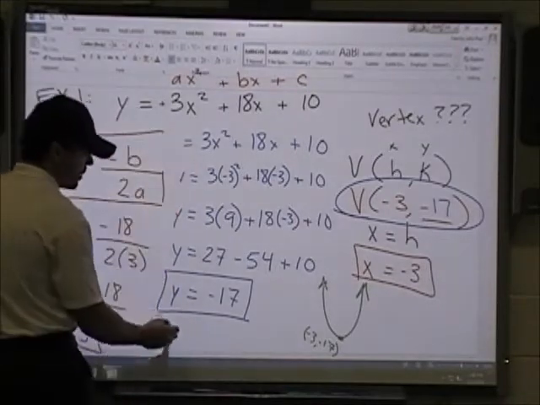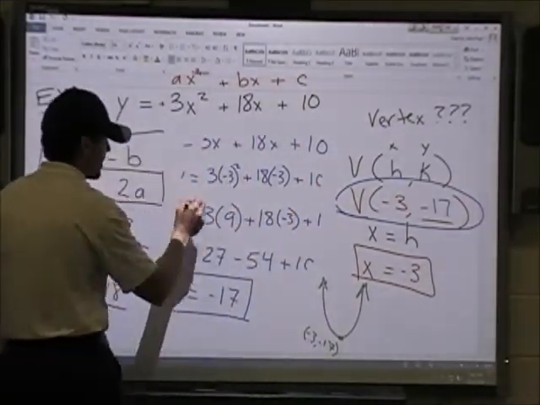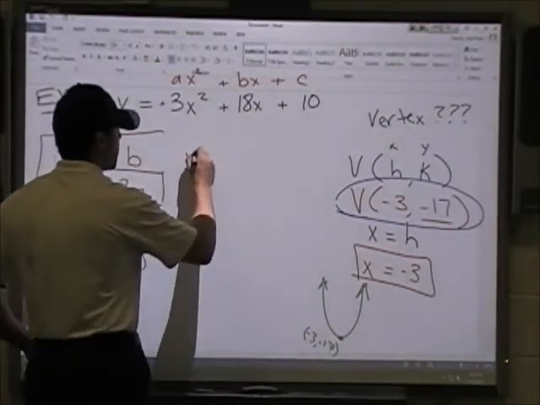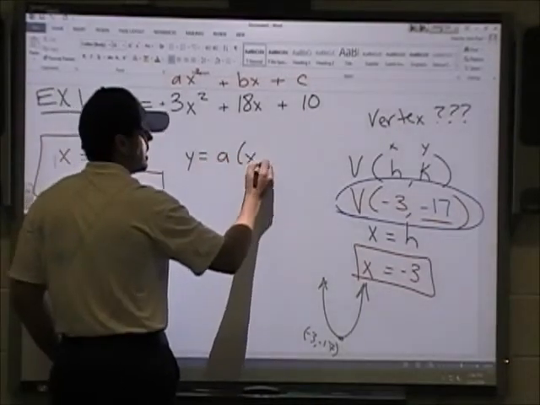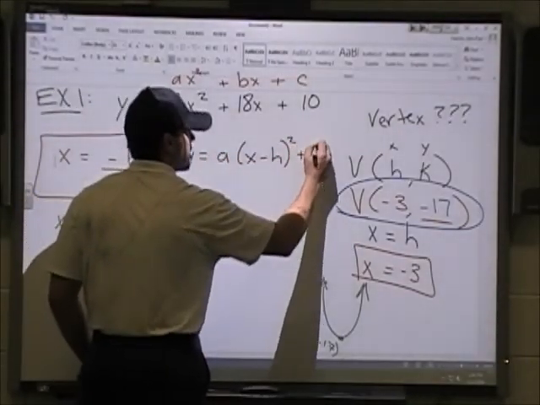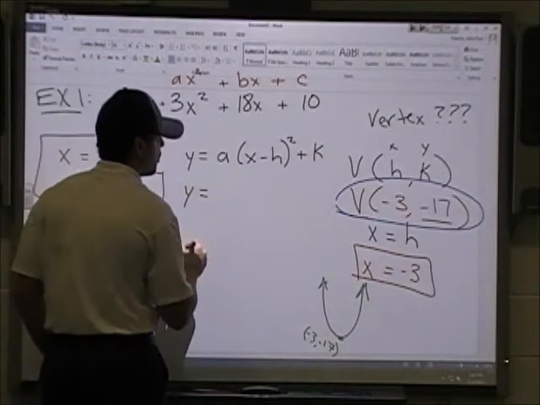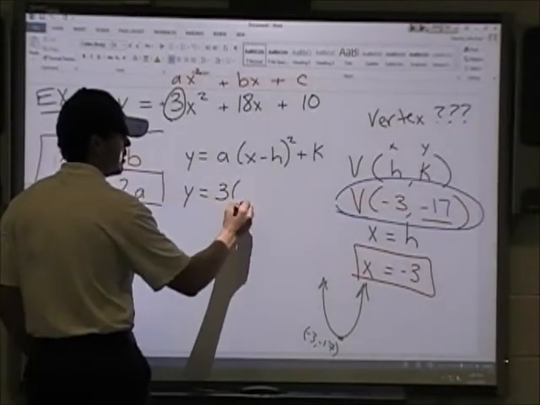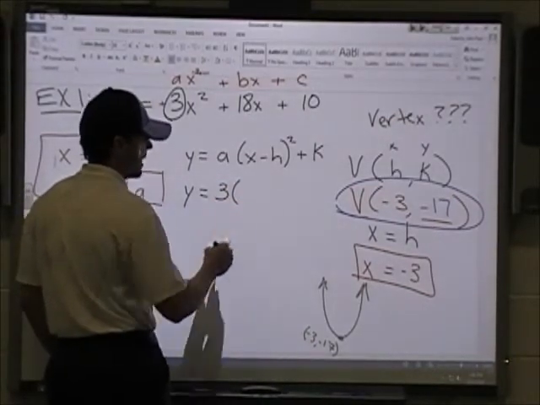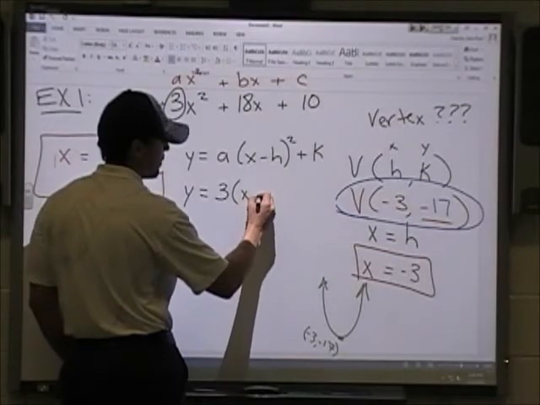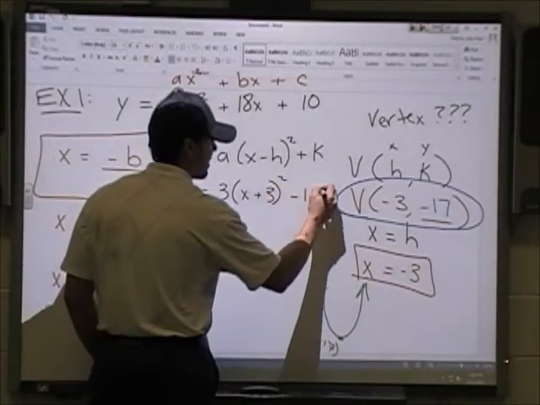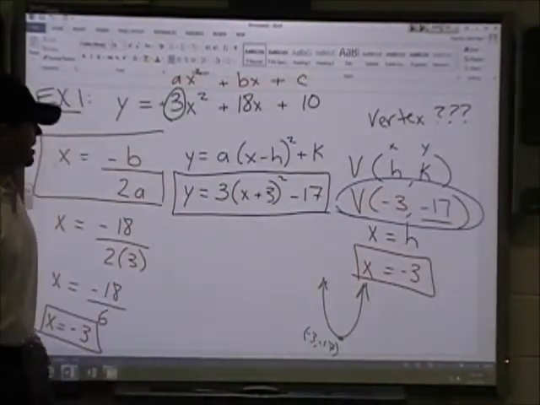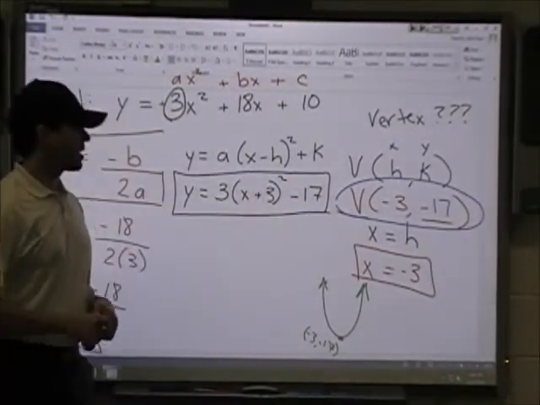The other key I found that was very interesting is that if they wanted this parabola in vertex form, you could actually write vertex form right now after you've already figured out the vertex. Because you know that a parabola in vertex form is a times (x minus h) all squared plus k, and you definitely already know your a value. Your a value is right here, it's the 3. That's always your a value. And then you know your vertex is (negative 3, negative 17), so this will be x minus negative 3, which is x plus 3 squared, minus 17. Guarantee you, if you completed the square, this is exactly what you would get for your vertex form.